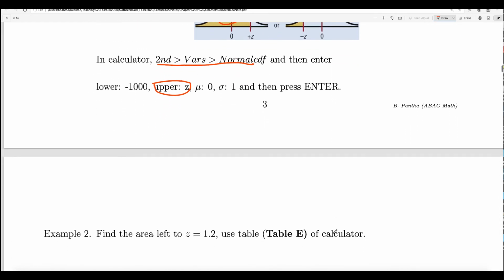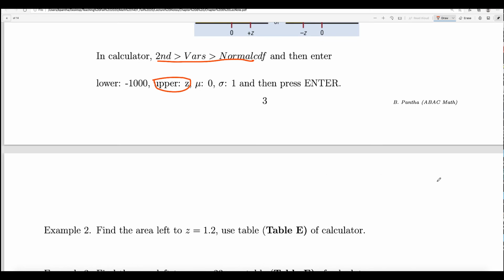Let us see this. In example 2, it says find the area left of g equals 1.2. Again, under the standard normal curve, the random variable with mean 0 and standard deviation 1 is called the standard normal curve. We call this the g distribution. It keeps going on either side. Now we are trying to find the area under this g distribution. Right of 0 there are positive values 1, 2, 3 like that. Left of 0 there are negative values, negative 1, negative 2, negative 3 like that.